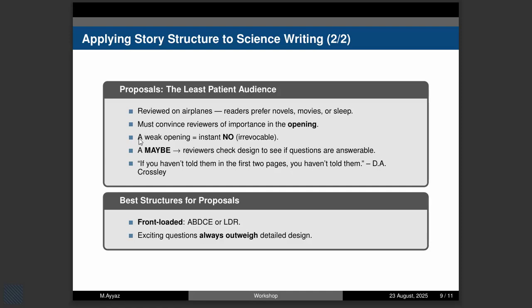So a reviewer may say no instantly after reading the introduction of your research proposal, or may say that maybe I can read more and let's see how things unfold. So you should engage the reviewer first through your opening, and then you can change their mind from maybe to yes as you develop your story in your research proposal. So the most appropriate structures for research proposals are ABDCE or LDR.